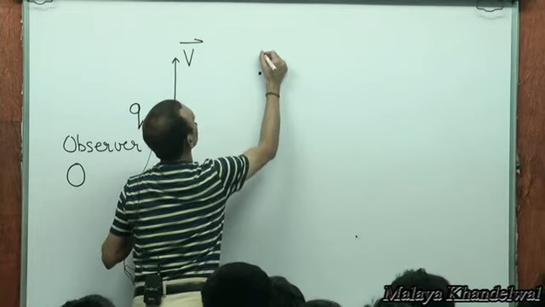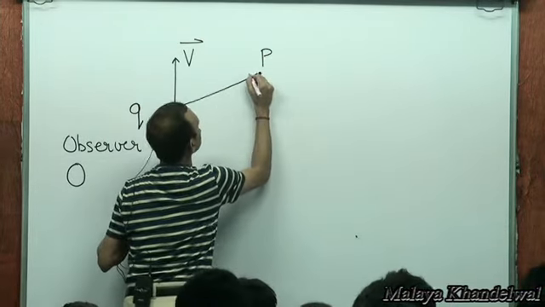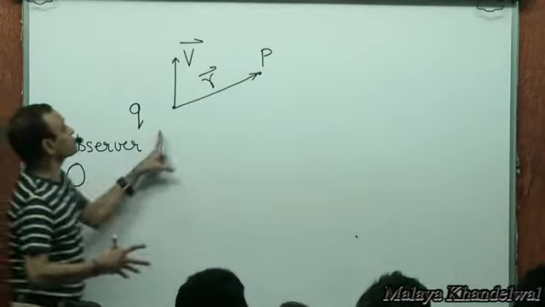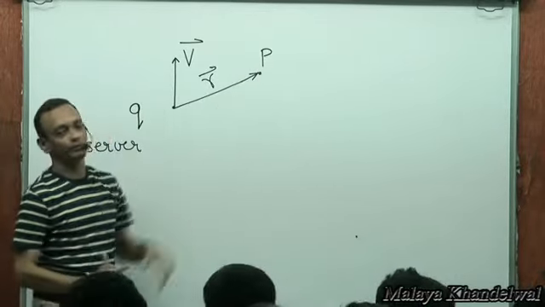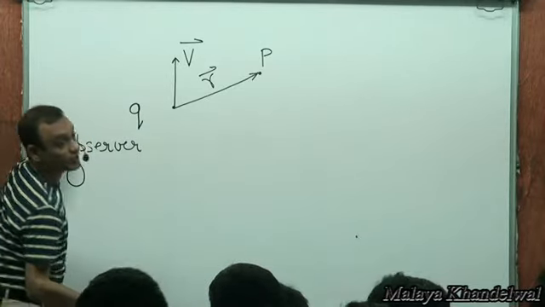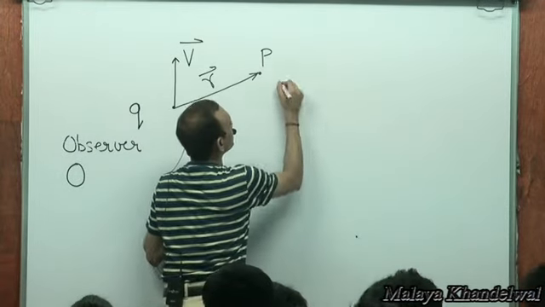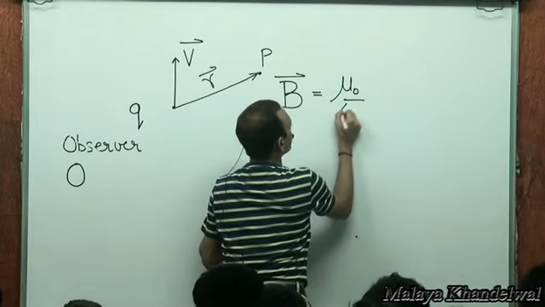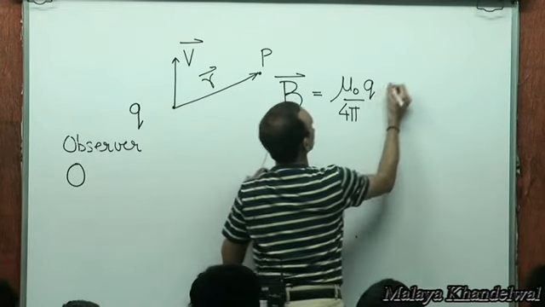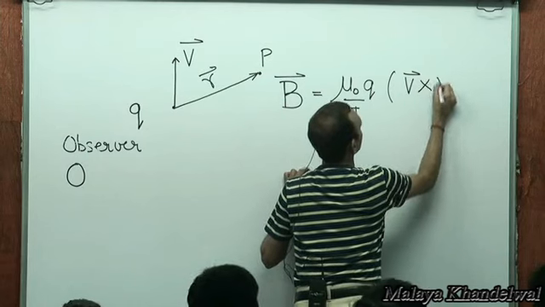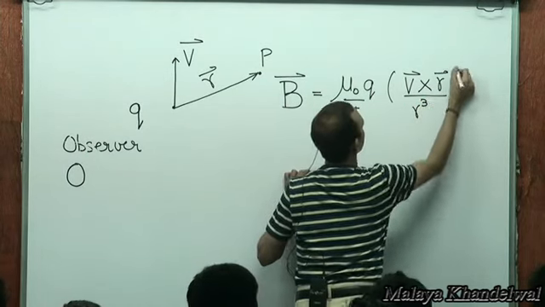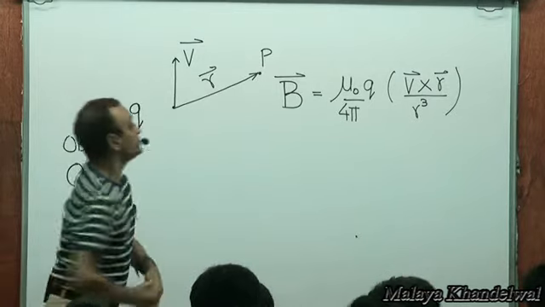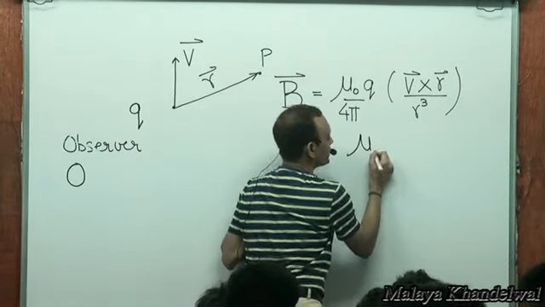Then at a point P, whose position vector with respect to the charge is R, the magnetic field or the magnetic interaction produced by this charge Q at this point P, and as reported by this observer O, is found to be given by mu naught by 4 pi, Q V cross R divided by R cubed, where this mu naught is said to be the permeability of the medium or permeability of vacuum.